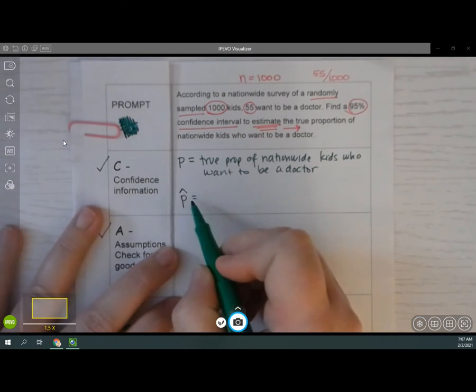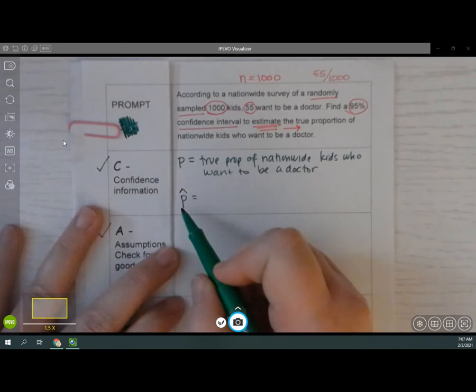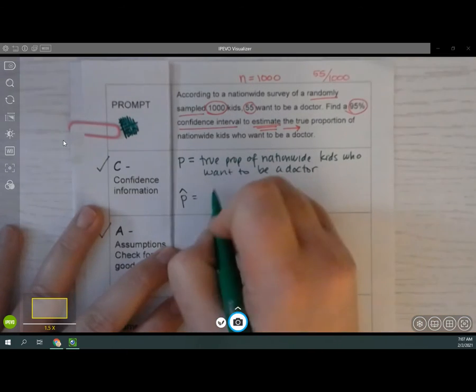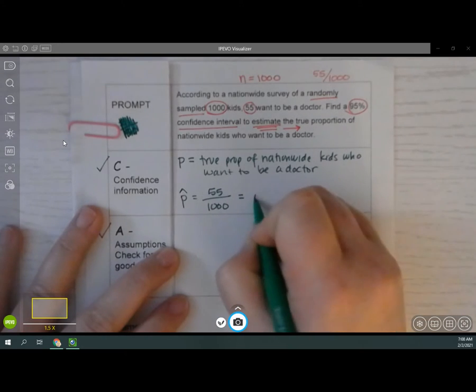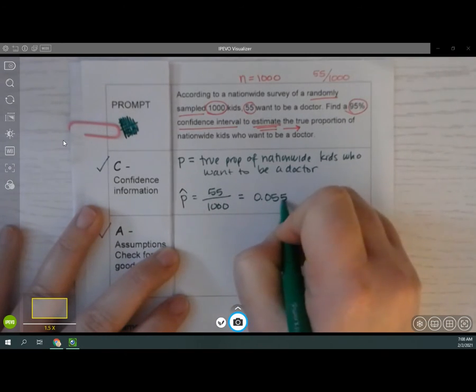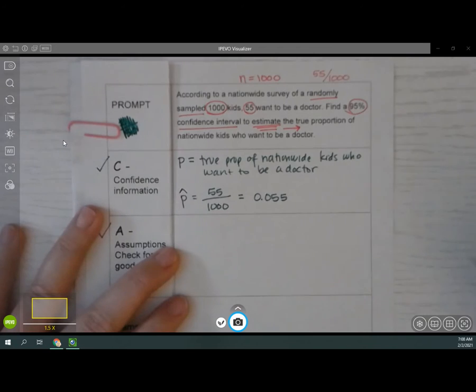What do we know for sure? We know for sure about the sample statistic. We know 55 over the 1,000 surveyed actually want to be a doctor. And if we change that to a decimal, we get 0.055.